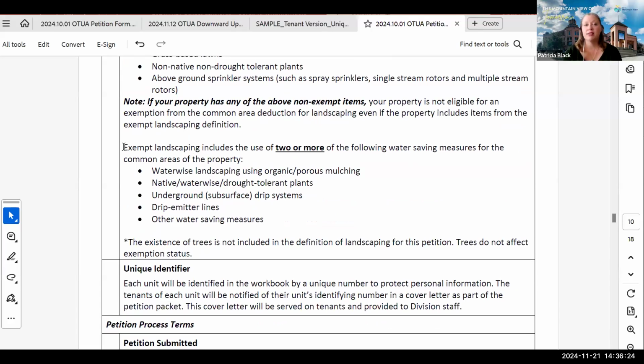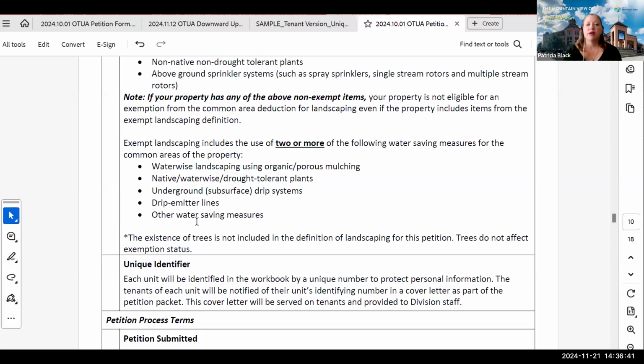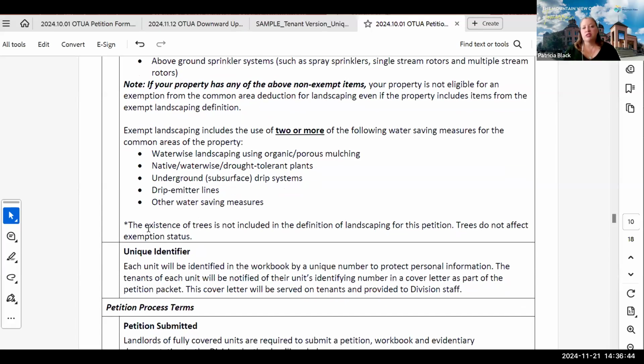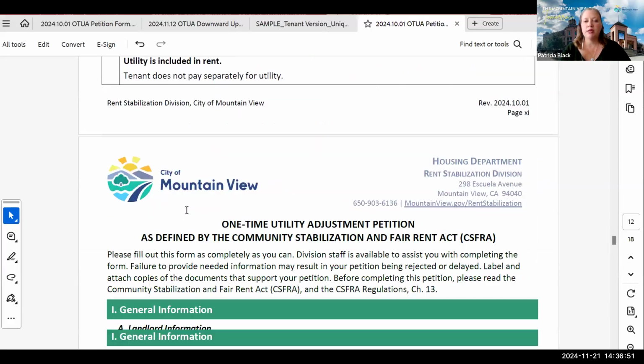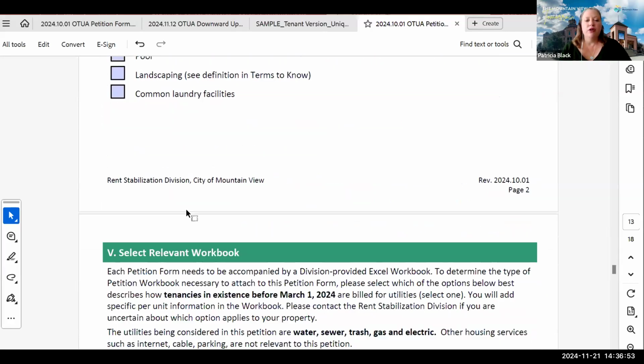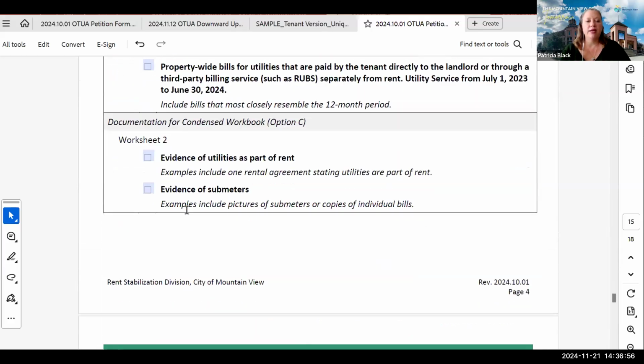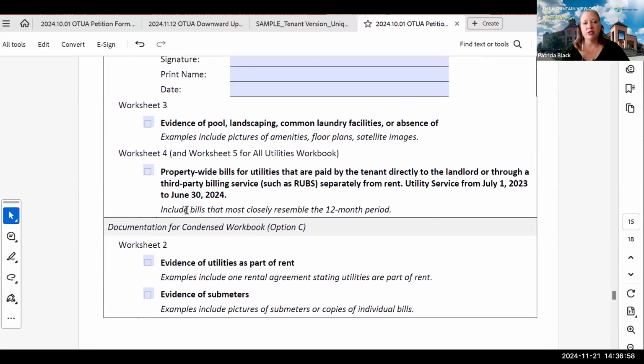To be exempt from landscaping for the common area deduction, you must use 2 or more of the following water-saving measures for common area property: water-wise landscaping using organic or porous mulching, native water-wise drought-tolerant plants, underground subsurface drip systems, drip emitter lines, and other water-saving measures. And I do want to note the existence of trees is not included in the definition of landscaping for this petition. Trees do not affect the exemption status. So just keep that in mind. So you're going to figure out if you have any exemptions for the common area deduction.